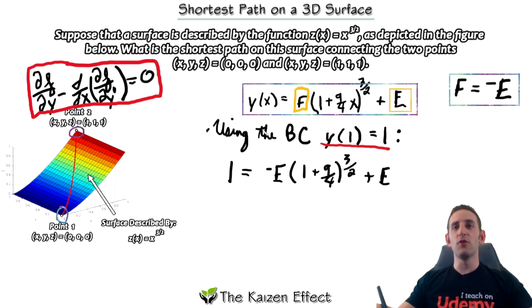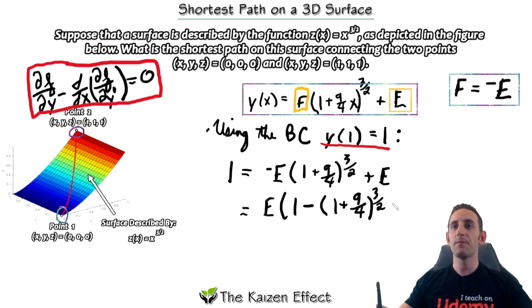So the next thing I want to do is try and isolate e so we can actually solve for it. And that allows us to solve for e and hence f. Okay, so I made use of this guy right down here. So if we pull out e, we get e times 1 minus the quantity 1 plus 9 over 4 to the 3/2.